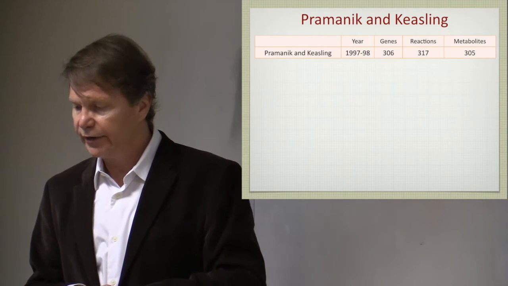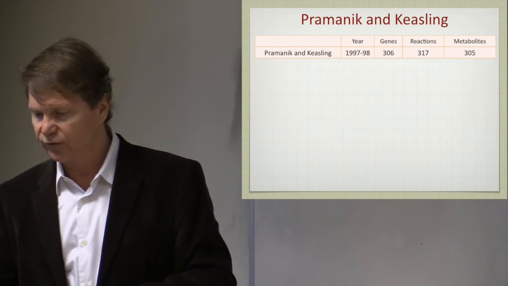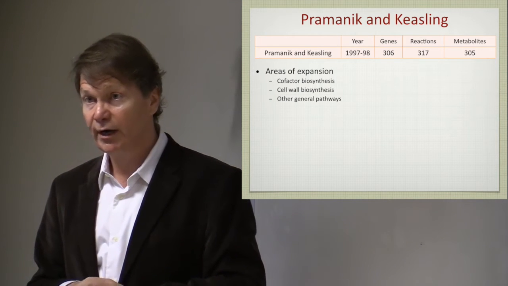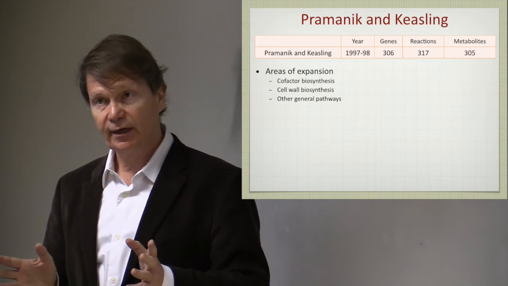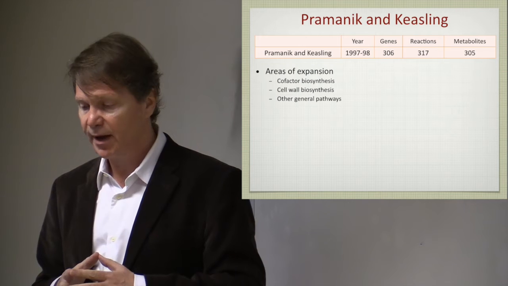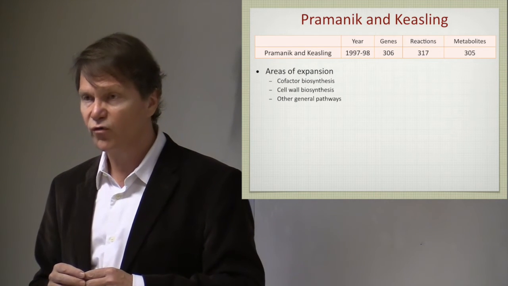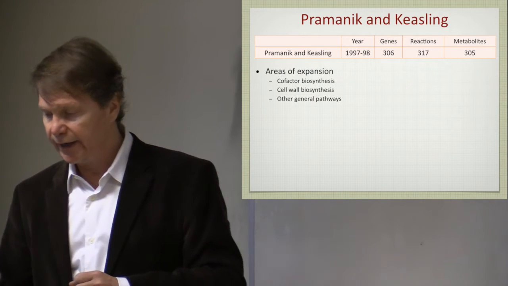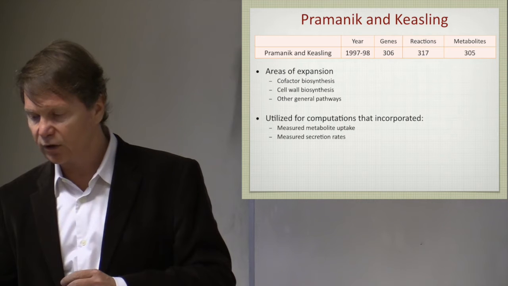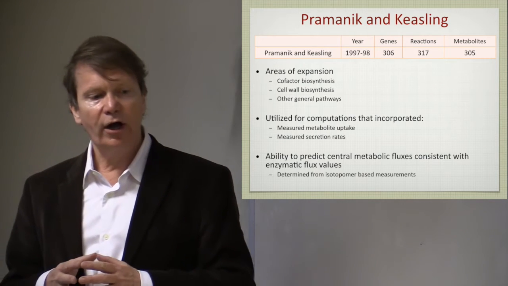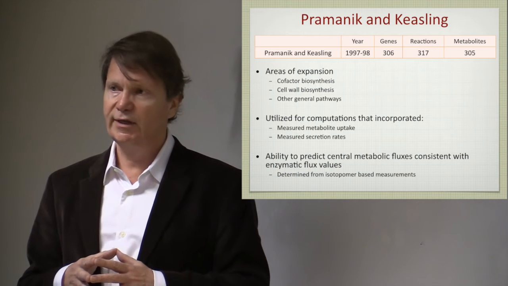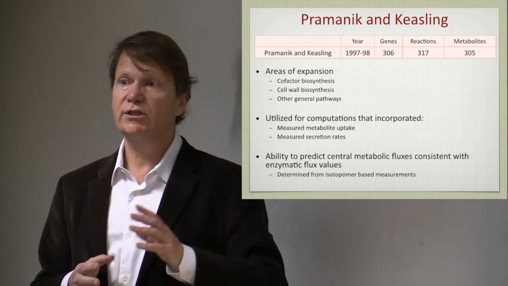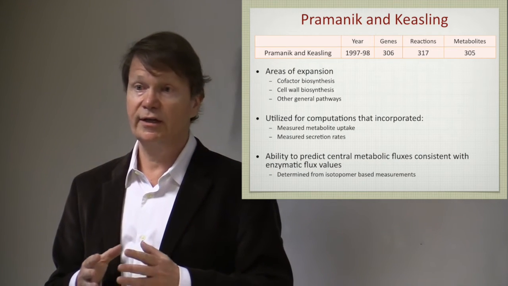Then there was another iteration of this reconstruction that came out of Berkeley, out of the Kiesling lab, which added more pathways into this model that accounted for, like I said, basic catabolic and anabolic pathways. So it detailed the synthesis of cofactors, looked a little more at the synthesis of the cell wall, and so forth. And this model was used to interpret fluxomic data, labeling data. And the labeling data was consistent with the predicted pathway usage inside the organism.